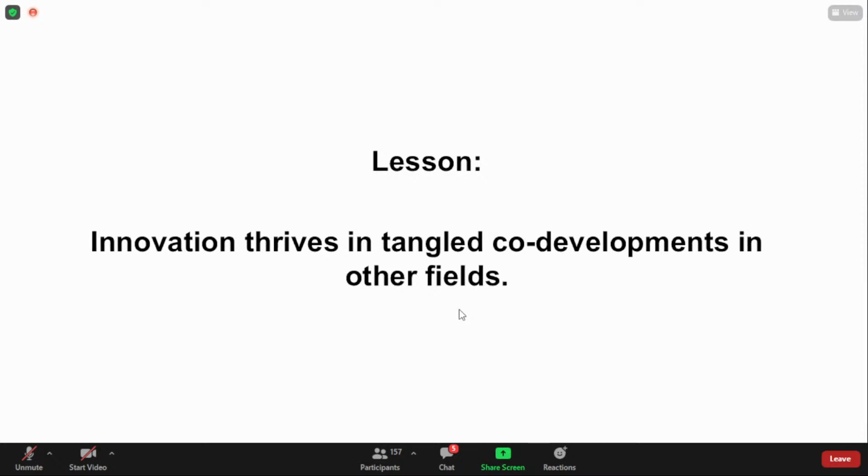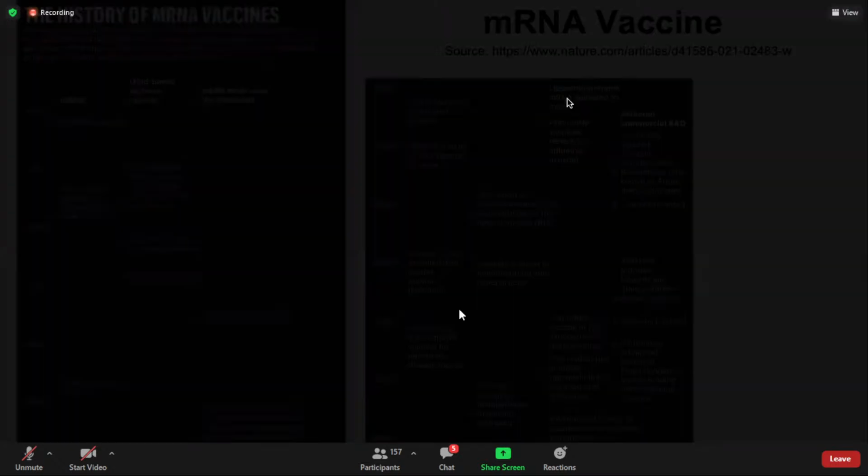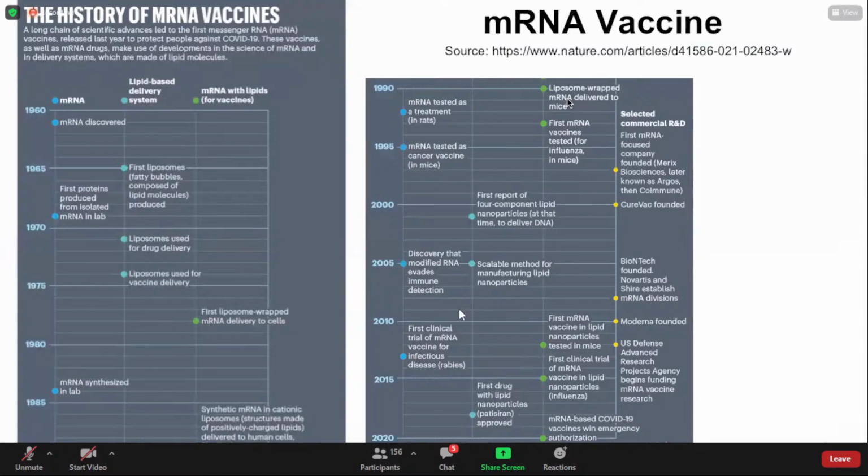A very good example of this is the recent mRNA vaccine. This is a chart showing you the history of the mRNA vaccine from a recent article in Nature. You will see that there are 3 vertical columns here: mRNA technology, lipid-based delivery systems, and then mRNA with lipids.